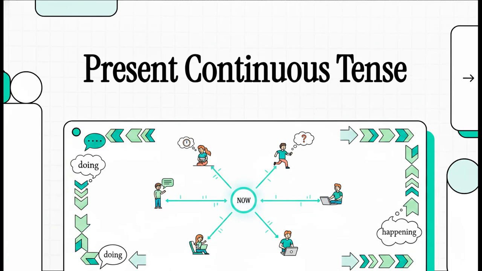Ever tried to explain exactly what you're doing right this very second, and suddenly your verbs just get all tangled up? Yeah, it happens. Welcome to this explainer, where we're going to dive straight into the present continuous tense. We're going to decode exactly how to talk about actions happening right now, in the moment. So if you've ever felt stuck trying to describe the present, you're in the exact right place. By the time we wrap up today, you'll be speaking with absolute confidence.